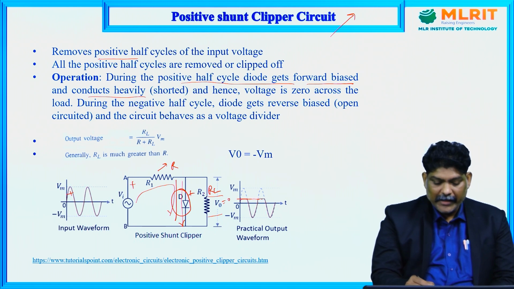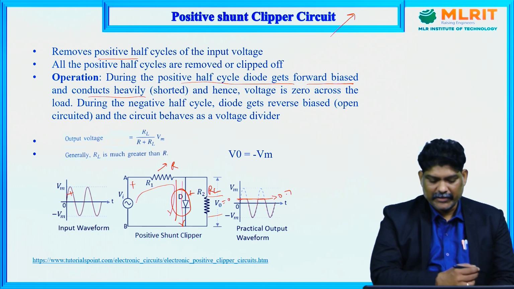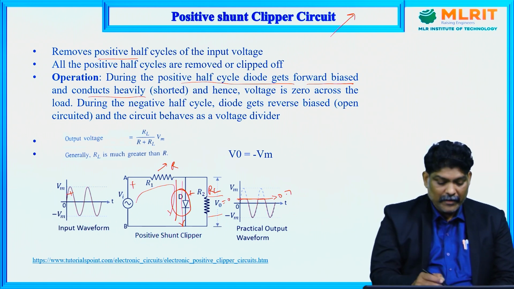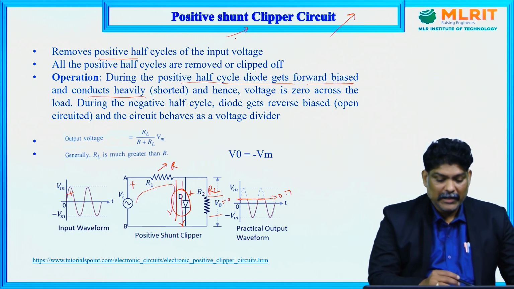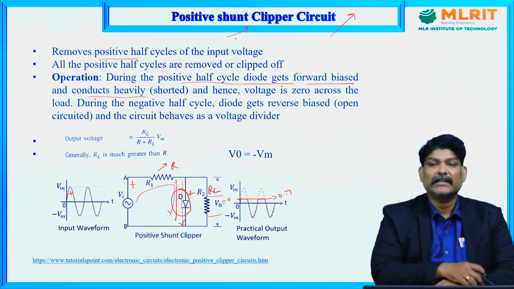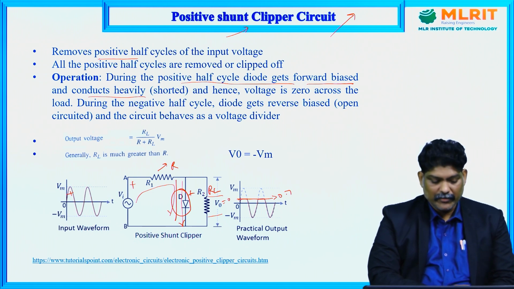So here again there is a cut-in voltage of the diode, that is 0.7 volts. So this is the practical representation of the clipper circuit output. And now we can also have this kind of shunt clipper with different reference voltages.